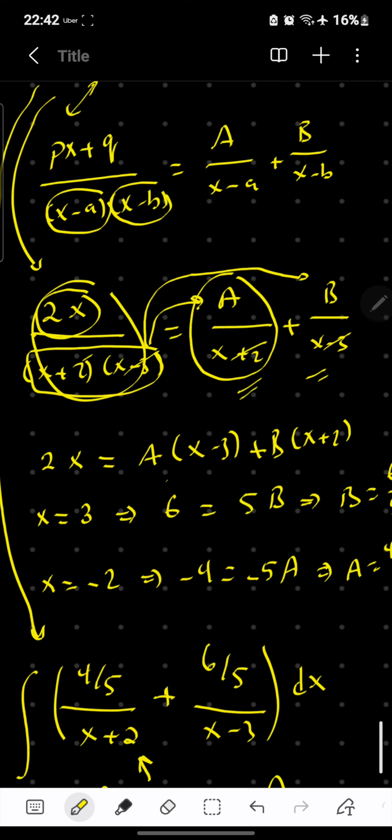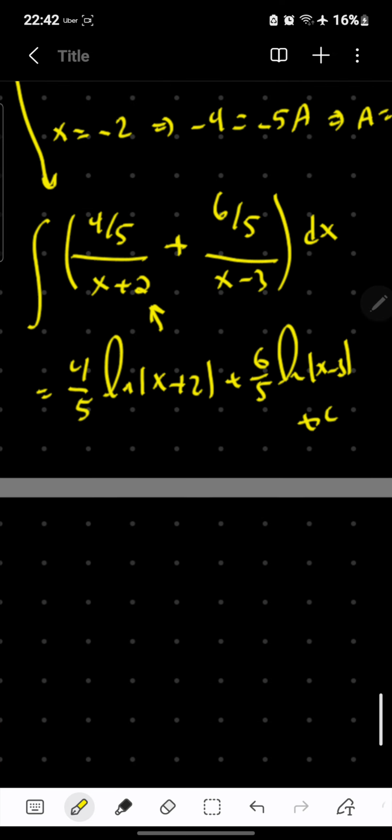So this is called partial fractions. We split a combined fraction into two or more fractions that can be integrated easily. This is the first case.